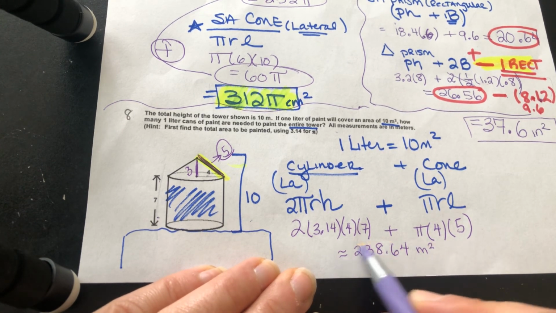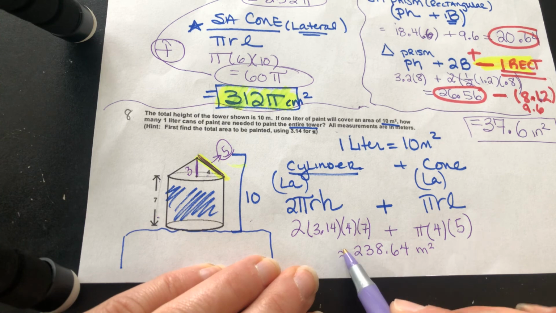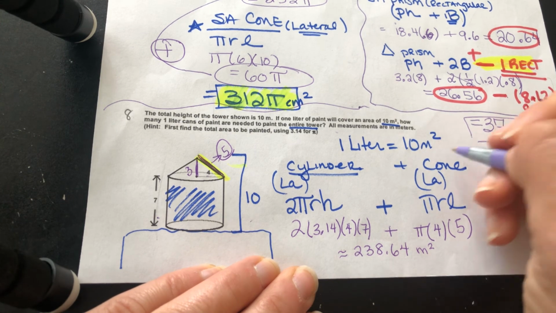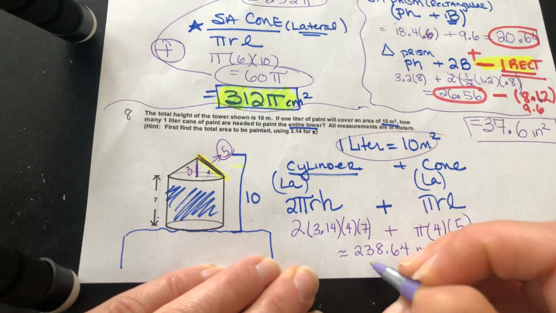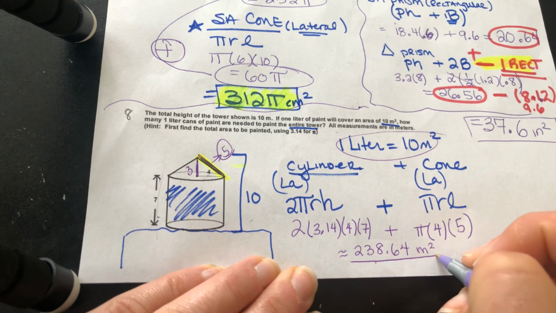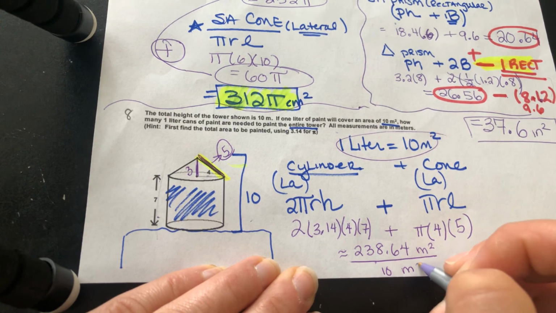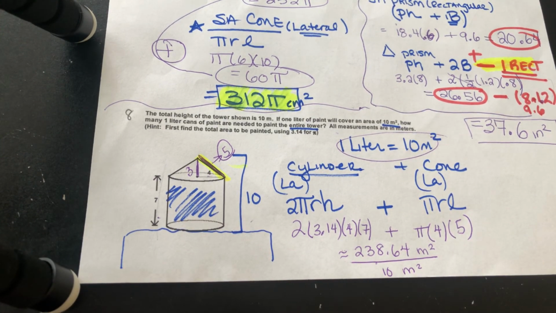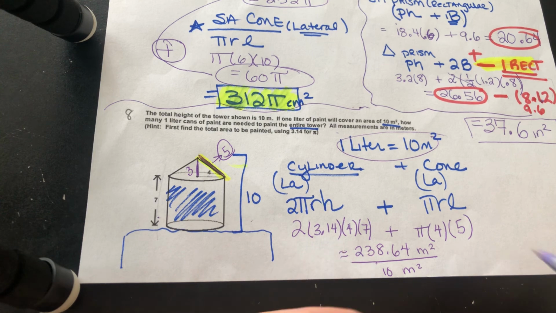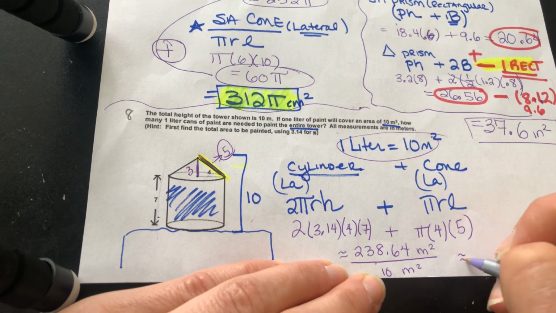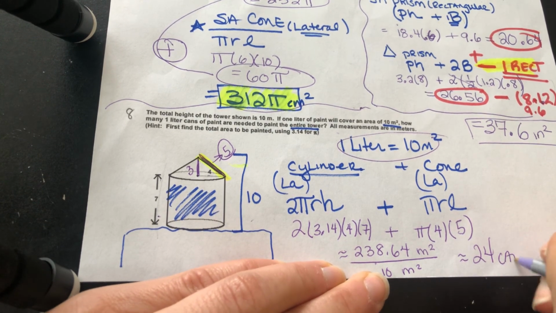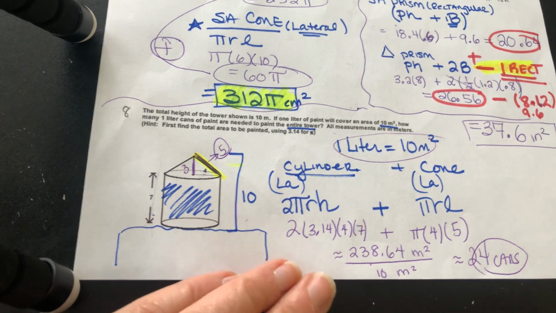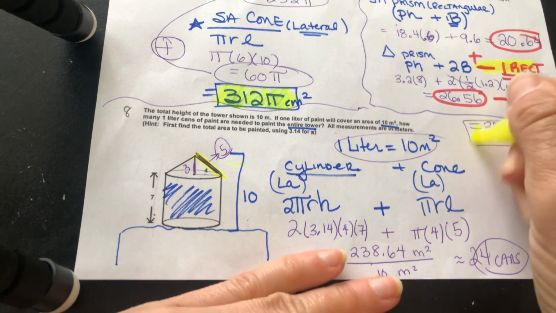So if this is the surface area of the tower and we still want to paint it, you take this and divide it by 10 to figure out how many cans. When you do that, you should get 23.8-ish. But if you want to figure out how many cans, 23 cans won't cover it. So you would want 24 cans. Okay? Oops, sorry. Hopefully that made sense.